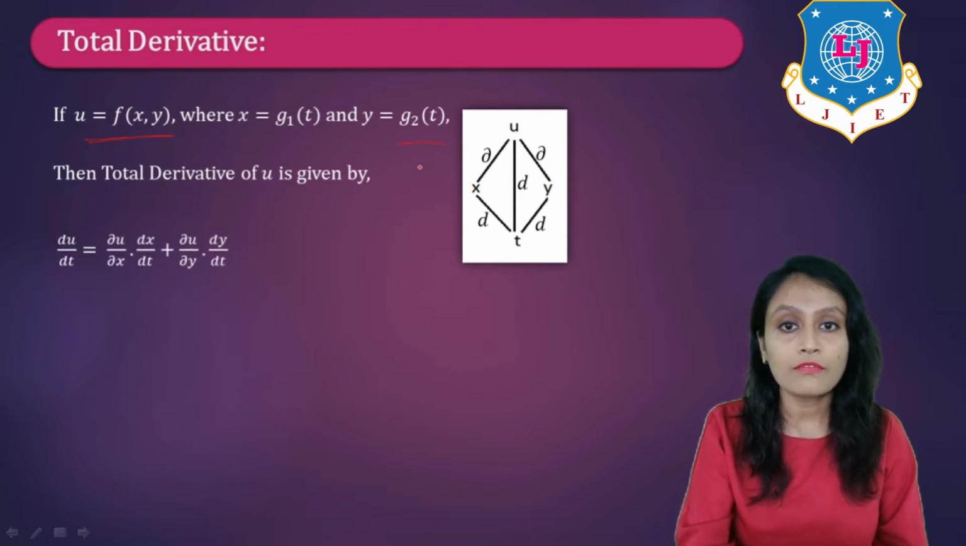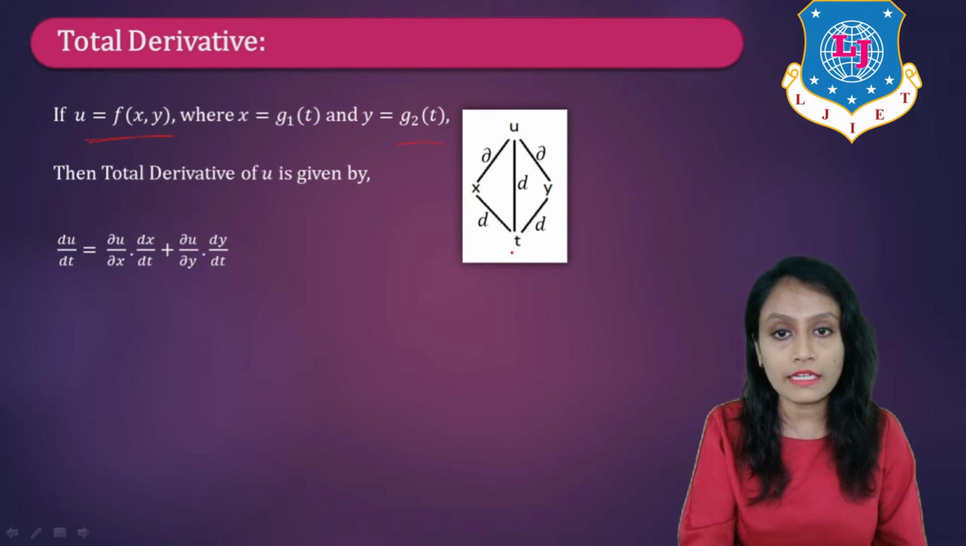Now the formula to find du by dt. Firstly we'll go through this: del u by del x into dx by dt. Next one, plus del u by del y into dy by dt. So this formula we will write from this tree diagram.